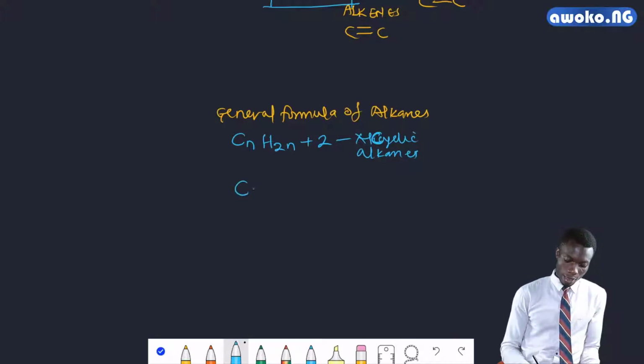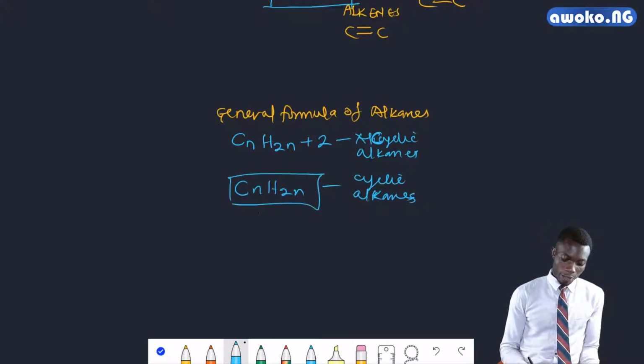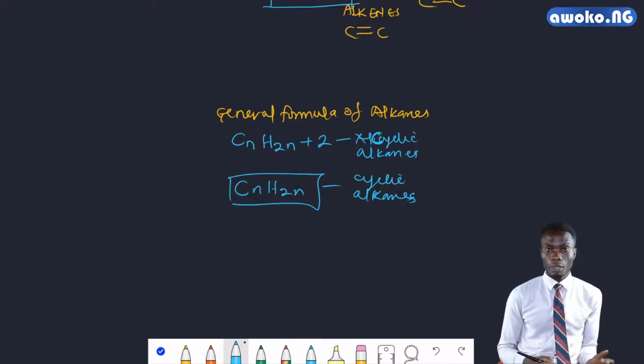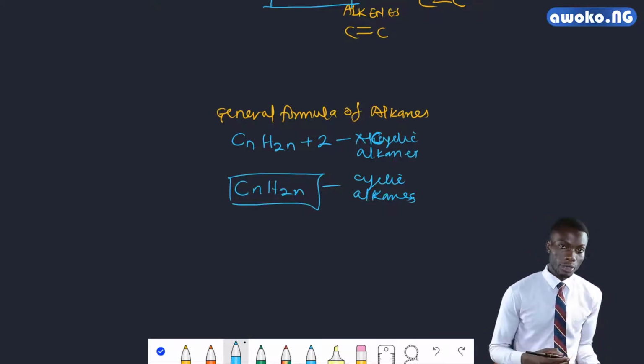Now, that of cyclic alkanes is given as CnH2n. So this is for cyclic alkanes. Now, note this. The formula for cyclic alkanes also corresponds with the formula for alkenes, I mean, acyclic alkenes, straight chain alkenes. The formula for cycloalkanes is always the same as the formula for straight chain or acyclic alkenes. So probably in our further studies in organic chemistry, I will still point this out to us.